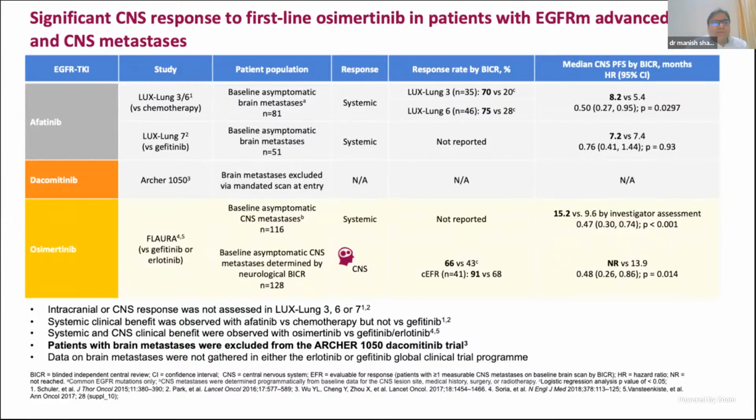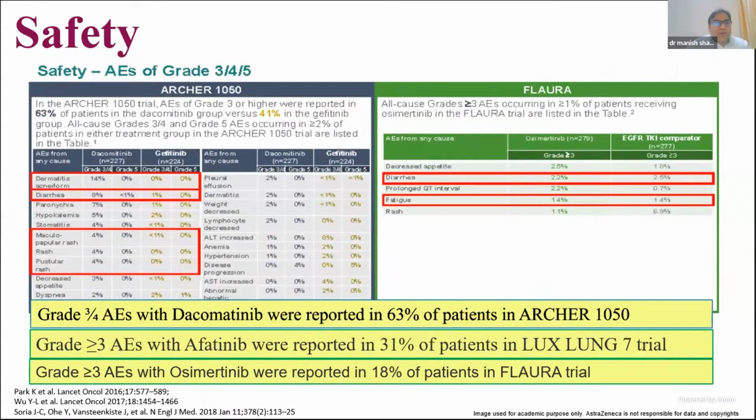So afatinib has some penetration into the brain, but the ARCHER trial of dacomitinib did not include any patient with CNS metastasis, and hence CNS PFS cannot be assigned to dacomitinib in ARCHER 1050, while osimertinib had the highest CNS PFS of 15.2 months versus 9.6 months for the standard of care arm. And hence the patients with brain metastasis were not gathered in the erlotinib or gefitinib global clinical trial program. So the best CNS penetration is with osimertinib.